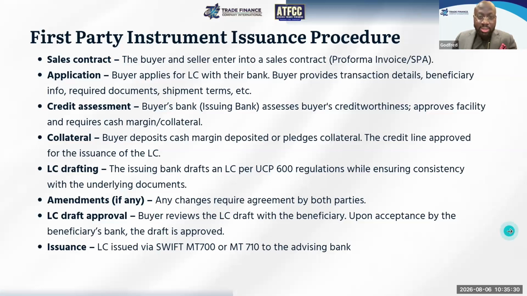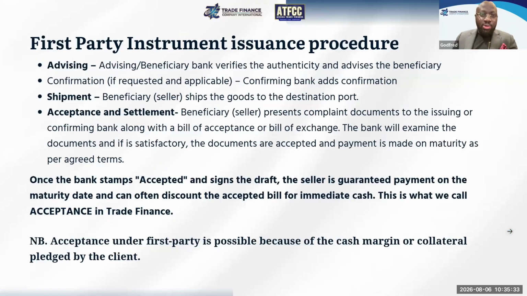Next slide. Okay, so the advising bank or beneficiary bank will verify the authenticity and then advise the beneficiary accordingly. And there's also the confirmation aspect, if requested and applicable. So a confirming bank will then add their confirmation. And after that, the supplier will mobilize their goods or start production, and they will ship the goods to the destination port. After that, they will present the documents to the issuing bank or confirming bank, along with a bill of acceptance or bill of exchange.